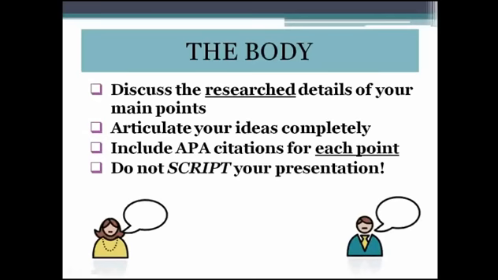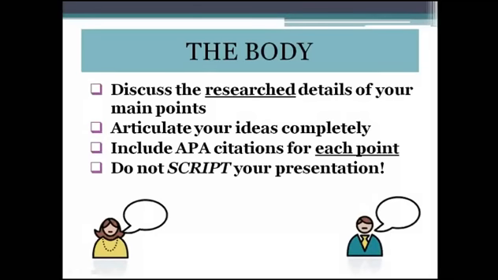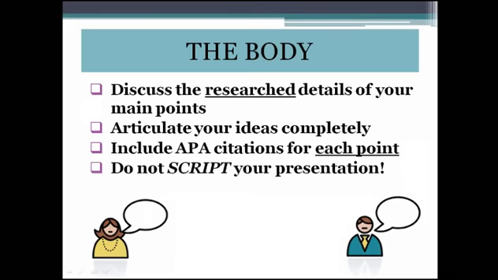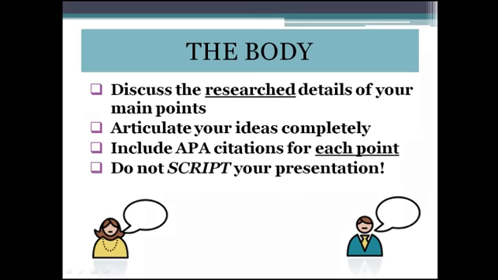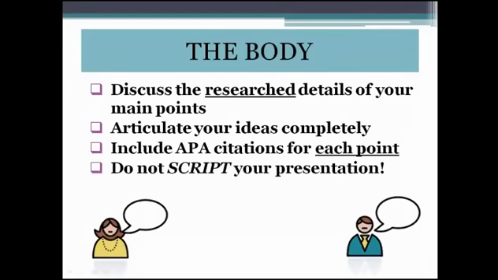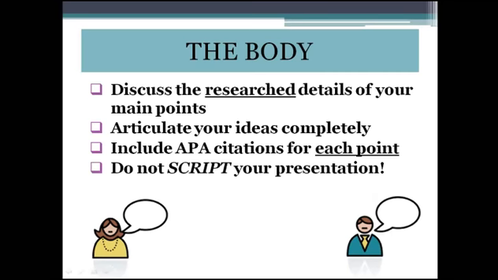Next, the body. The body discusses all of the research details of your main points. It's very important to include an APA formatted in-text citation for every point and subpoint of information in your main point outline. Everything points back to your research. You want to give the audience a good idea of where they're going along the way on this roadmap, so you want to articulate your ideas completely and fully in full sentences. But it's not necessarily a script of your entire presentation.